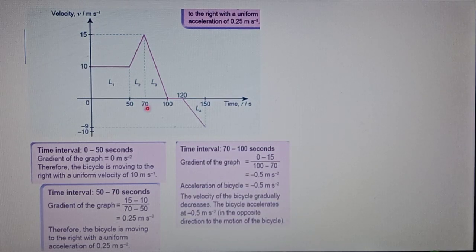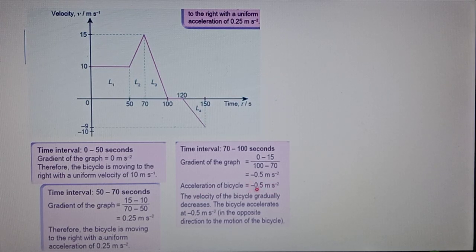Okay, for 70 to 100. You can see this is also a straight line, but with a negative gradient. Thus the gradient equals, draw a triangle below this line, 0 minus 15 divided by 100 minus 70. So we get negative 0.5 meters second negative 2. So the acceleration of the bicycle is negative 0.5 meters second negative 2.